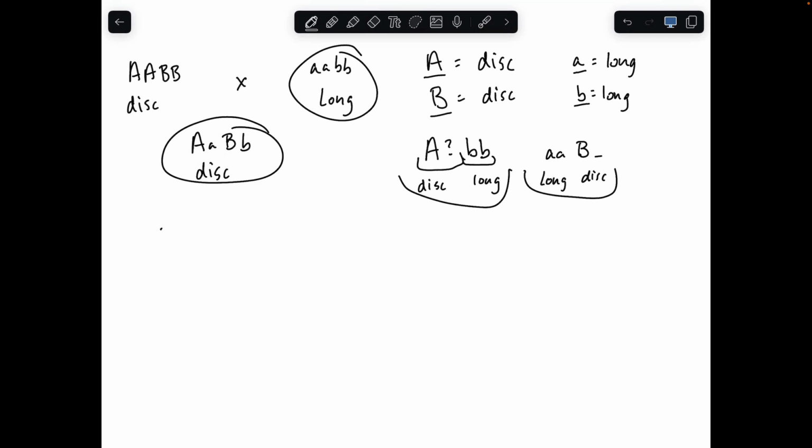So we can set up our cross. So 3/4 big A, 1/4 little a, or we can just use the phenotype because that's what we've been doing the whole time. So 3/4 we would expect to have the disc, 1/4 long from the A allele, and then we also have the B allele, which kind of does the same thing. 3/4 disc, 1/4 long for both.